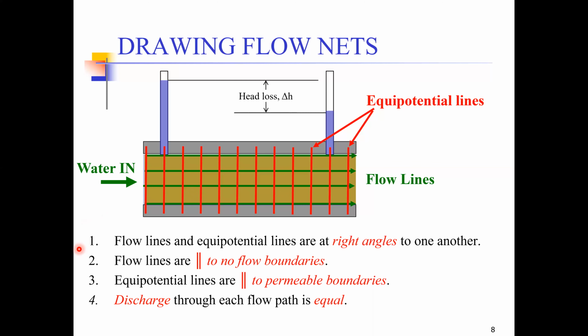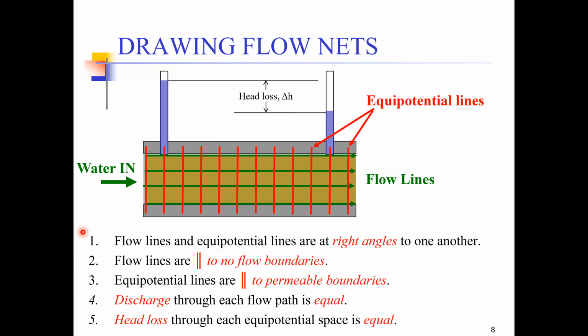The next point is that the head loss through each equipotential space is equal. So whatever is the head loss in this zone, same would be the head loss in this equipotential space and the third and the fourth and all the equipotential spaces. So if you are to draw the flow nets of any flow of water through the soil, you need to remember these 5 principles. These are very simple principles, and if you remember those principles, drawing flow nets is going to be a piece of cake for you.